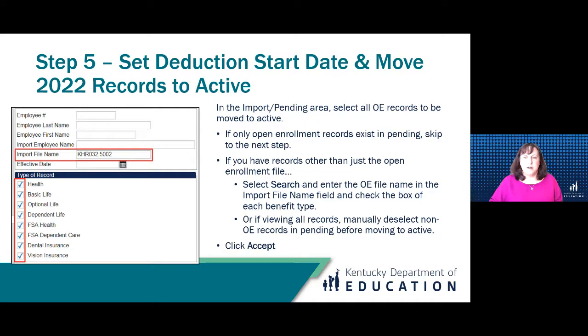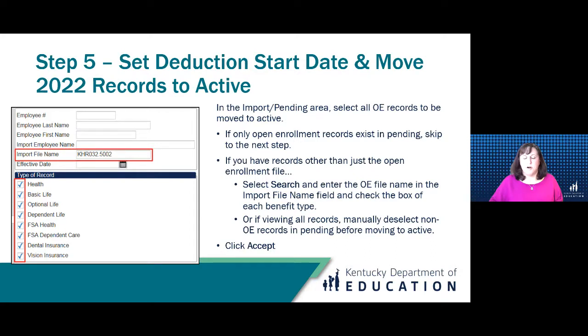But if you have a bunch of other records, say you've imported the open enrollment file and you've imported other files since the open enrollment file, and now you're starting to work on moving the open enrollment file to active, I would suggest doing this where you search for just that open enrollment file. You would know what the file name is because you can see it on the records. It's listed on every record. You can put the file name in that import file field after selecting search, and then mark all the records and move those to active.